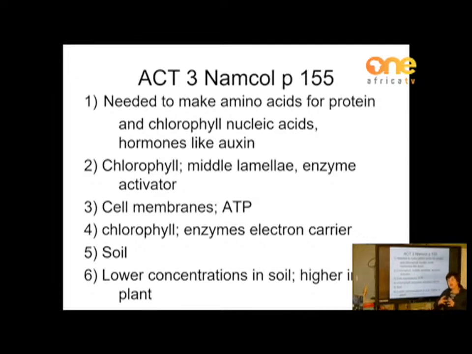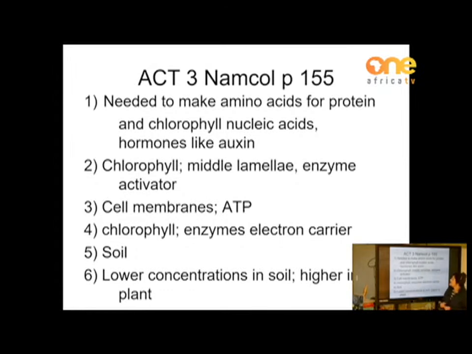The amino acids will build into proteins. It will also build into nucleotides, the nitrogen, and make nucleic acid. And it makes chlorophyll, and it's part of the plant hormones, like auxin, the growth hormone.